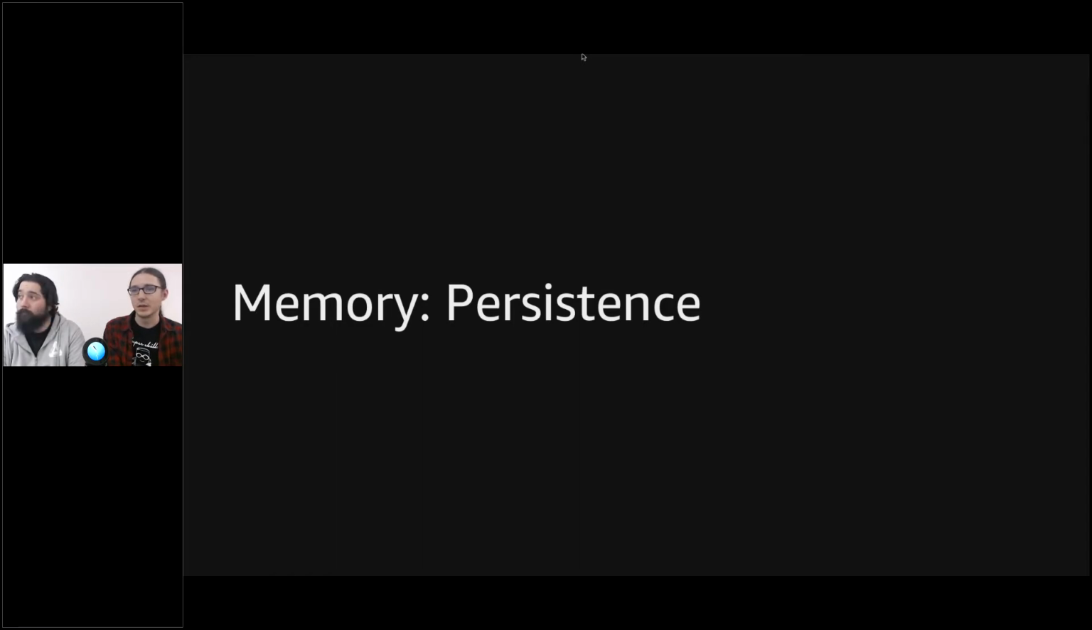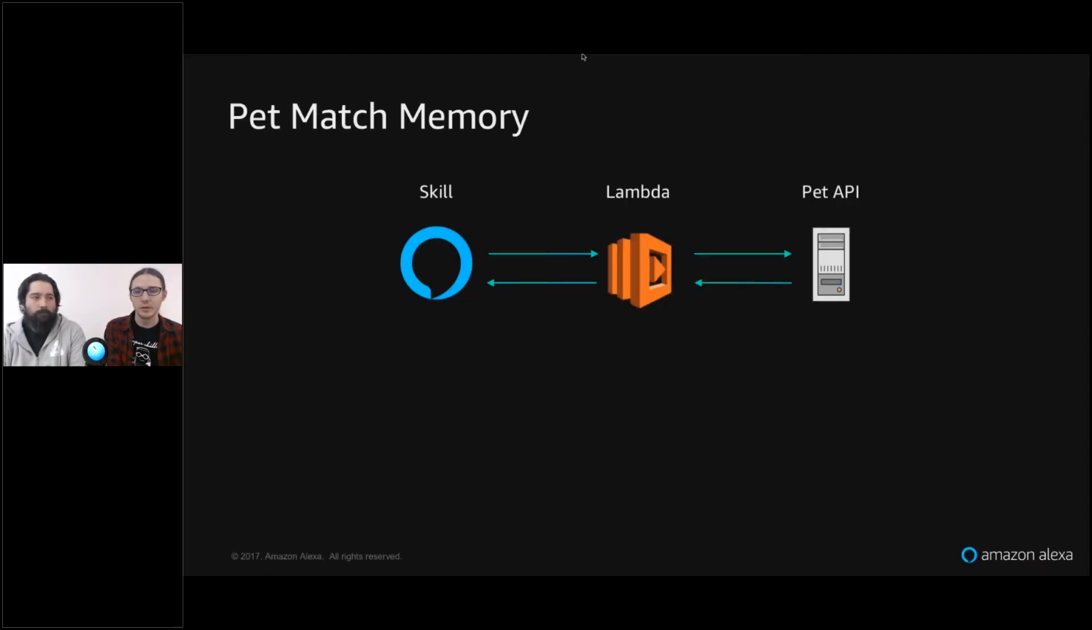And so through the conversation, we're persisting what's being said between the user and capturing the slots, and then we're able to capture the results of the match. So we've seen this slide earlier, but this is basically just the interaction between the skill, the Lambda function, and the API.